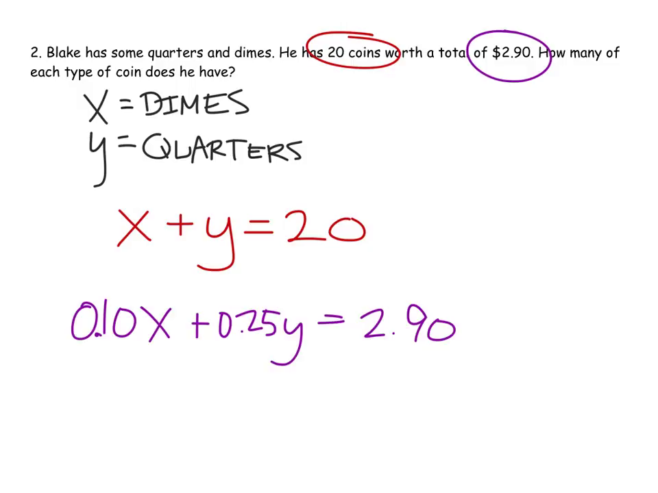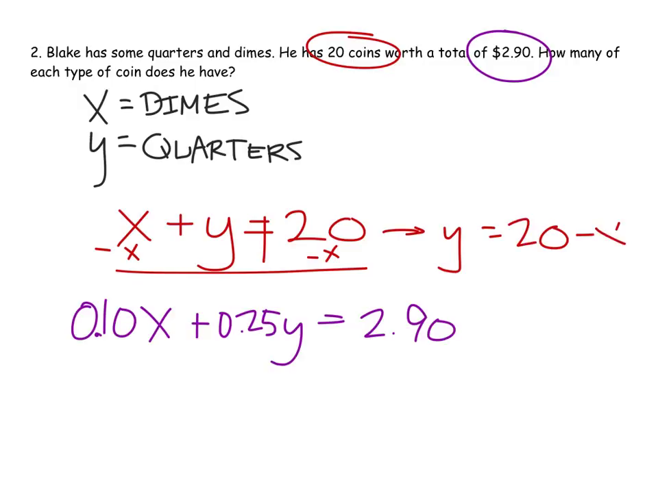So this is a system of equations. We got two equations. We just got to find out where they're equivalent. So what we'll do, again, is change this top equation into slope-intercept form by subtracting x from both sides. So this gives us y equals 20 minus x. Now, if you wrote it as negative x plus 20, that's okay as well.